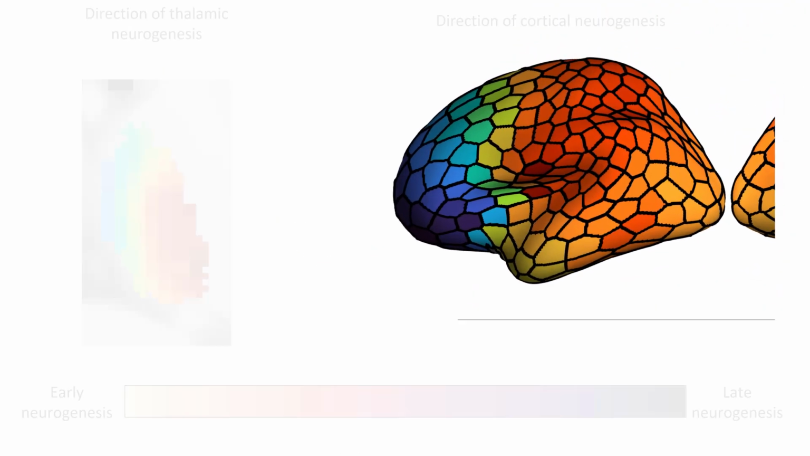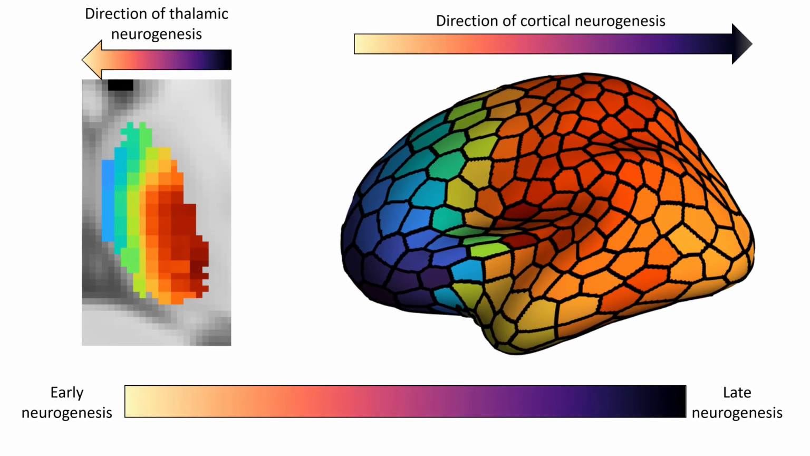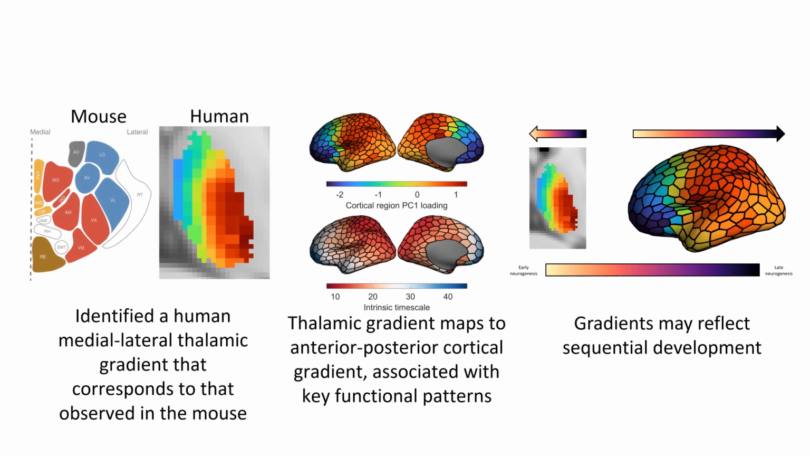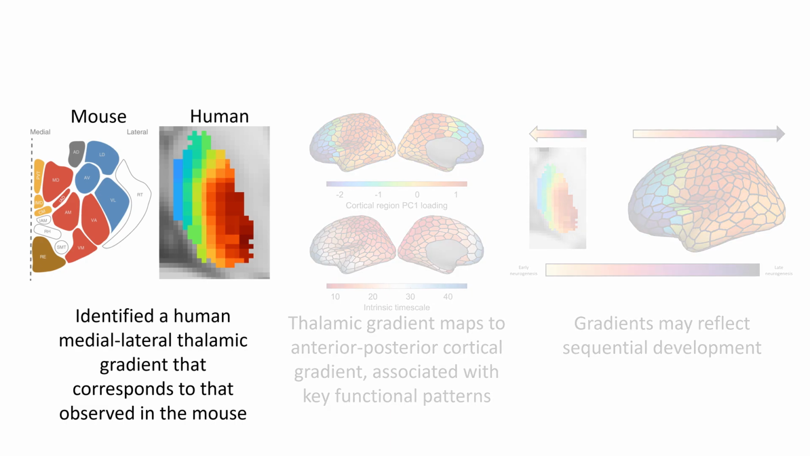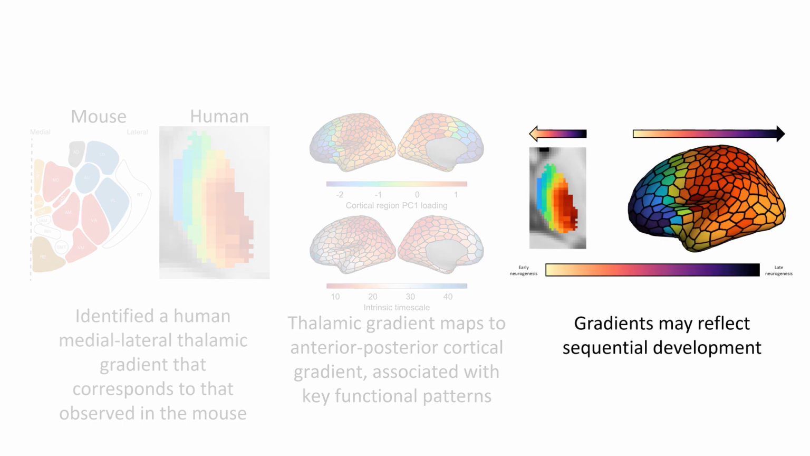Interestingly, these thalamic and cortical gradients also correspond to known patterns of neurogenesis, raising the possibility that the properties of these gradients are shaped by early development. In summary, the principal axis of transcriptomic and structural connectivity in the human thalamus occurs along a medial-lateral gradient, which is potentially conserved across species, is associated with distinct cortical patterning and function, and may also reflect sequential development.